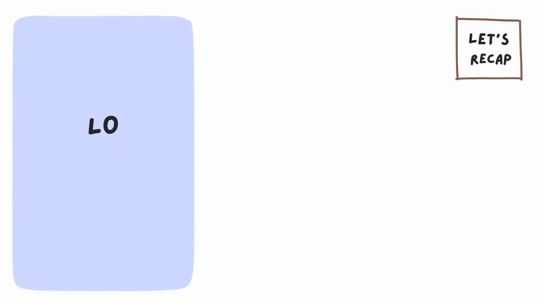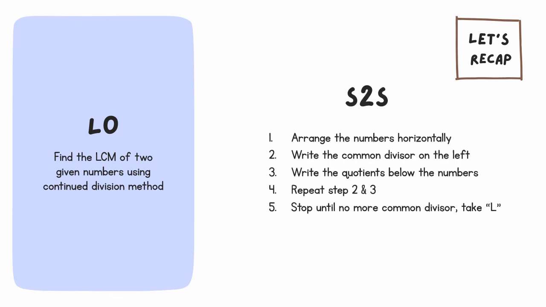Let's just quickly recap our LO for today. Today we are finding the LCM, that is lowest common multiple, of two given numbers, and this time using the continued division method. Our steps for today: the first one is we are going to arrange the numbers horizontally. Next, we're going to write the common divisor on the left. And then this is where division starts. In step 3, we're going to write the quotients below the numbers.